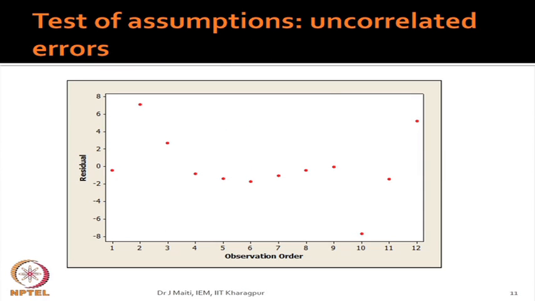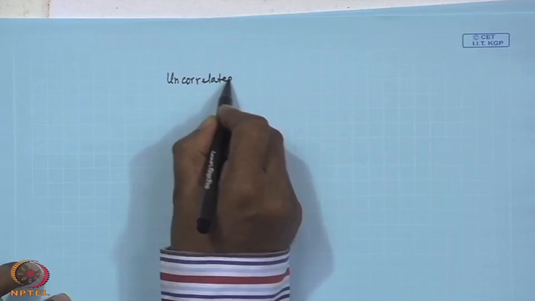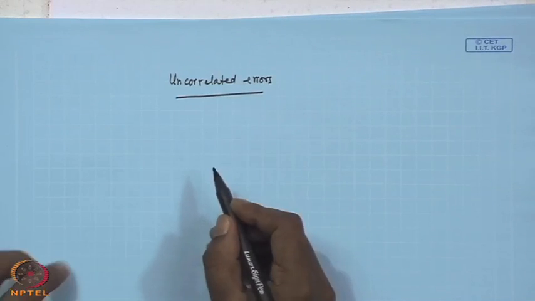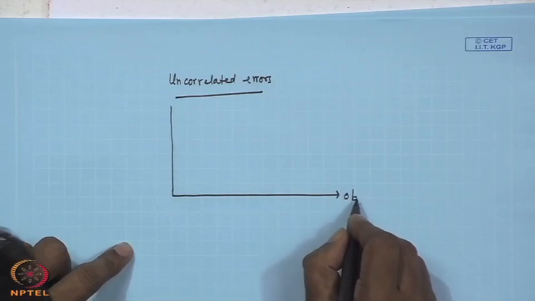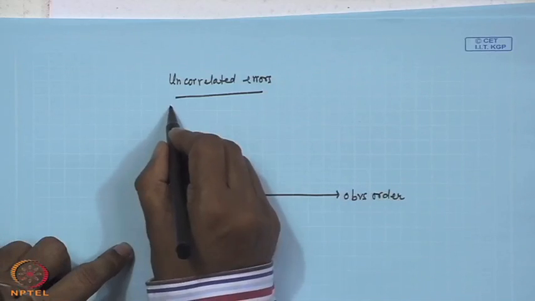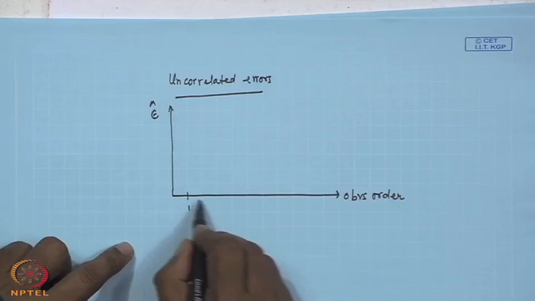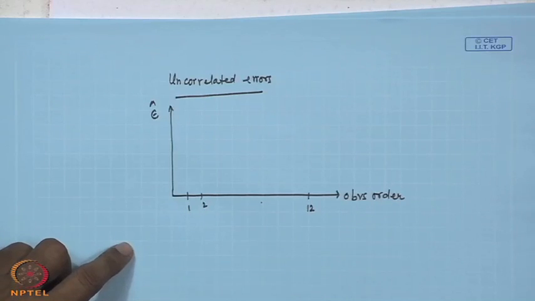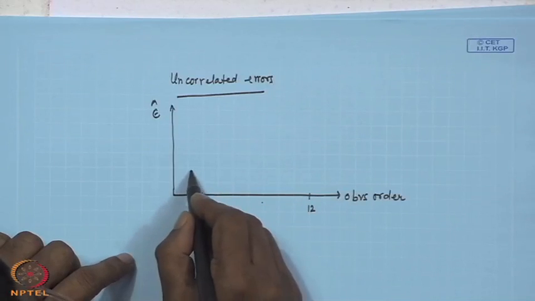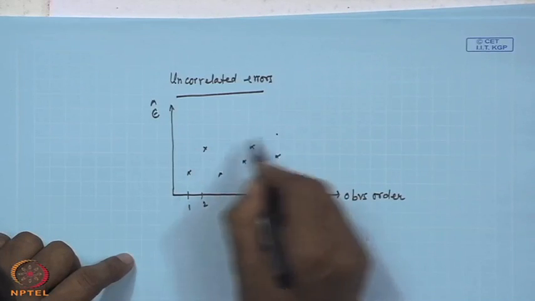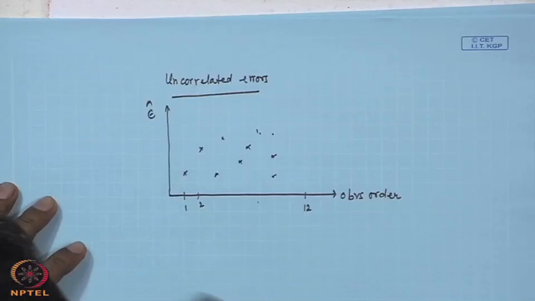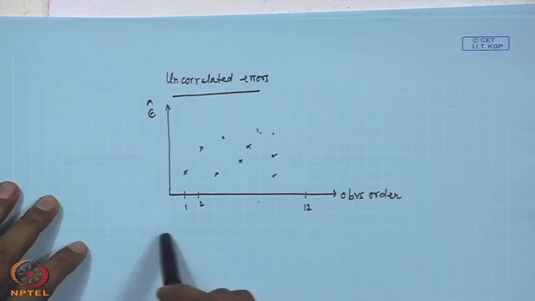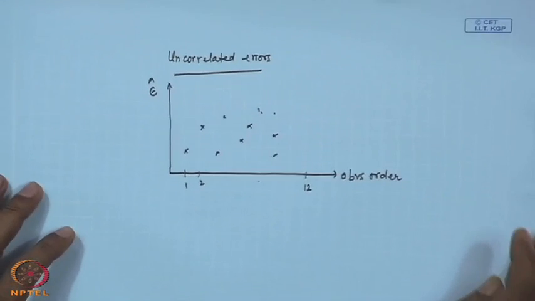Another assumption was uncorrelated errors. So, here the plot is residual versus observation order. So, 1, 2 like this, suppose 12 observations, and then this again should be random. What I mean to say is, there should not be any pattern. So, if there is randomness, fine, otherwise there is correlation between the observations, the observed data, which is not desirable.